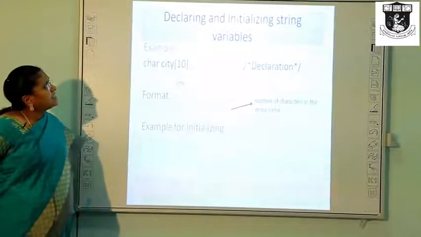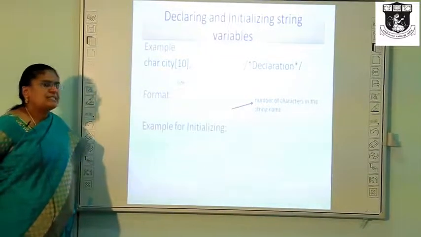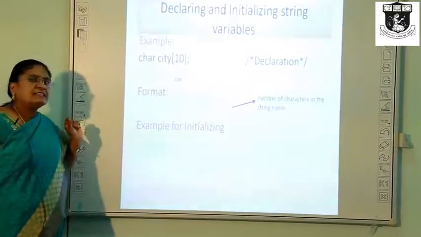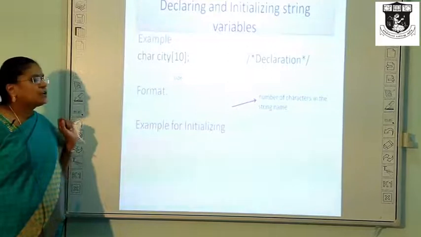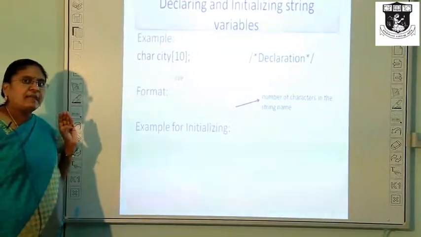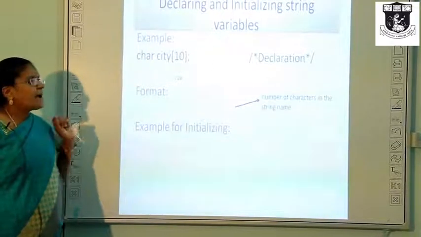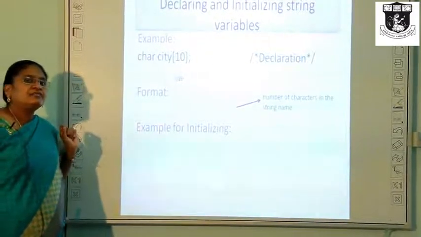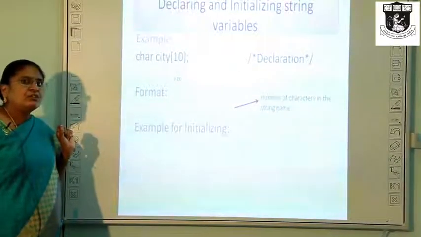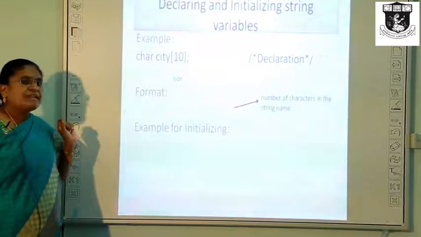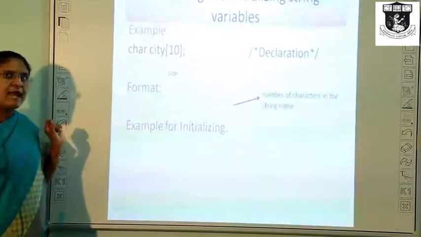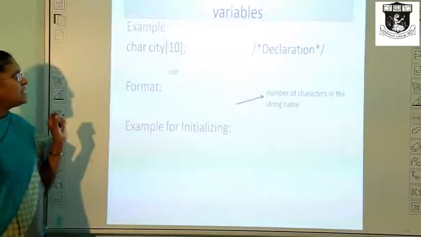Now next is declaring and initializing string variables. We'll see the first example. I'll start with an example for your better understanding. char city[10]. Char stands for the data type. Already you know the data types int, float, double. Similar to that, char is a data type. City stands for the string name, and anything which you give within square brackets is an array and it represents the size. So here the information is city is an array name and the size of that will be 10. So that is the declaration.